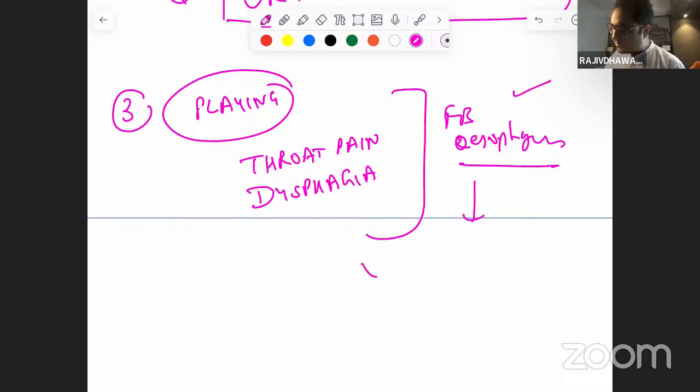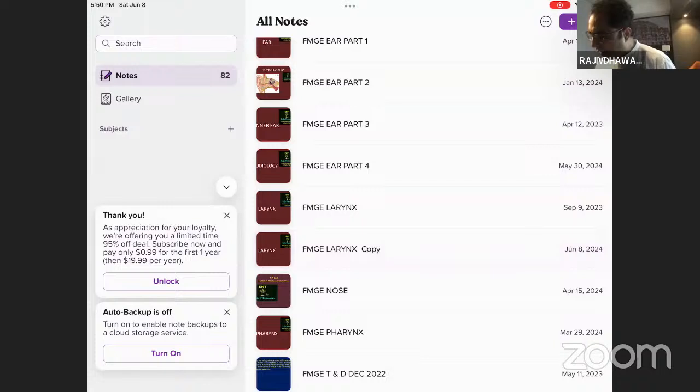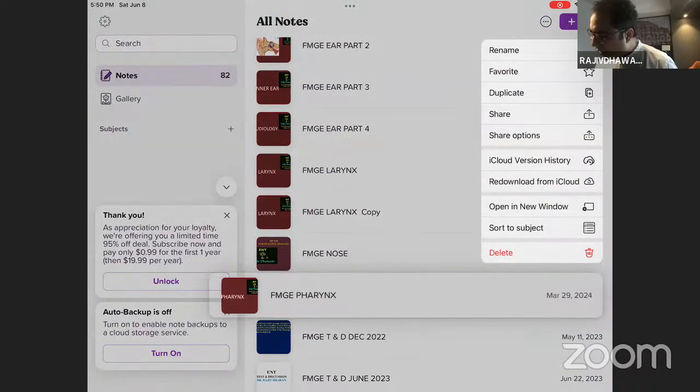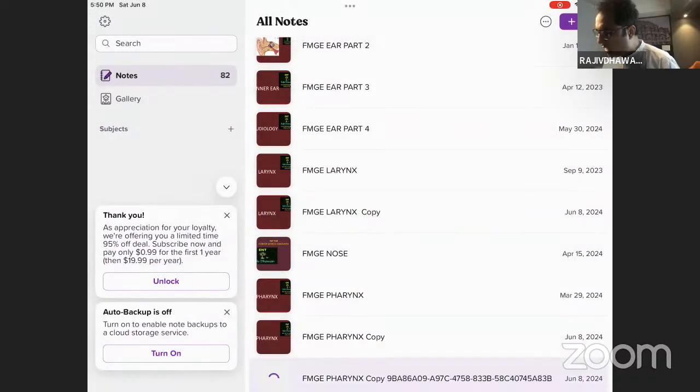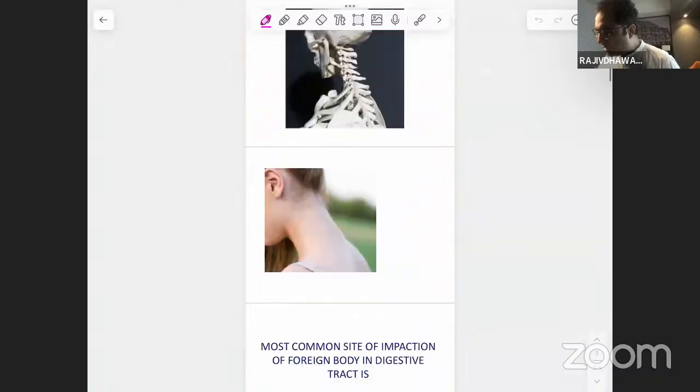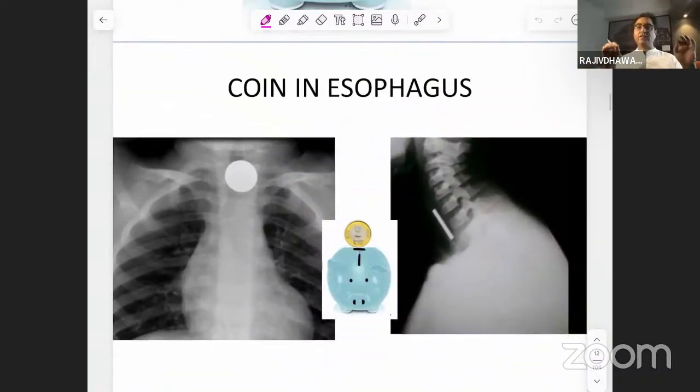So again, we get the X-ray done. When you do the X-ray of a coin in the esophagus, you will see the full coin on the X-ray in the anteroposterior view, beta. Look at me, please see. Whenever you see the full coin on the X-ray like this on the AP view, it is the esophagus, beta. And the lateral view will show the edge of the coin, beta.